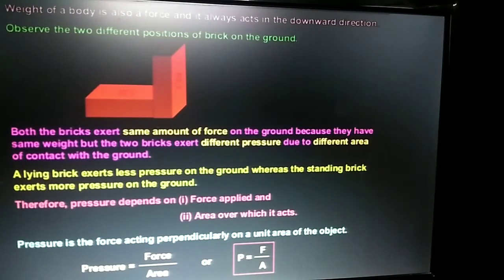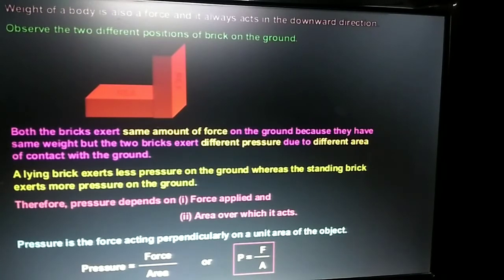Observe the two different positions of the brick on the ground. Both the bricks exert the same amount of force on the ground because they have the same weight, but the two bricks exert different pressure due to the different area of contact with the ground. A lying brick exerts less pressure on the ground, whereas a standing brick exerts more pressure on the ground. Therefore, pressure depends upon force applied and area over which it acts.